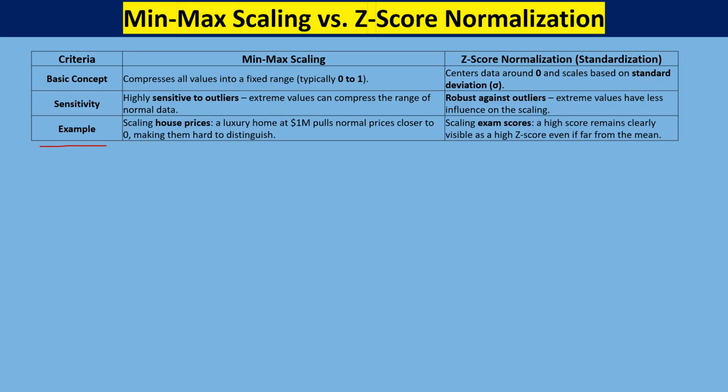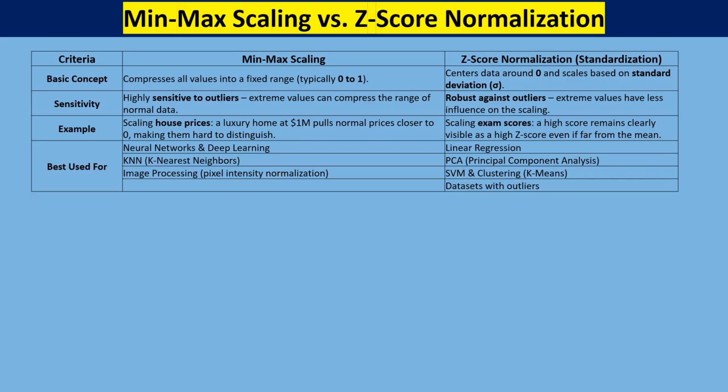For example, imagine house prices, where one house costs $1 million while most are 100K to 300K. Min-max will compress the values too much. With Z-score, the 1 million house would still show as extreme but would not ruin the spread of the others. Similarly, with exam scores, Z-score helps highlight outliers without distorting everything else.